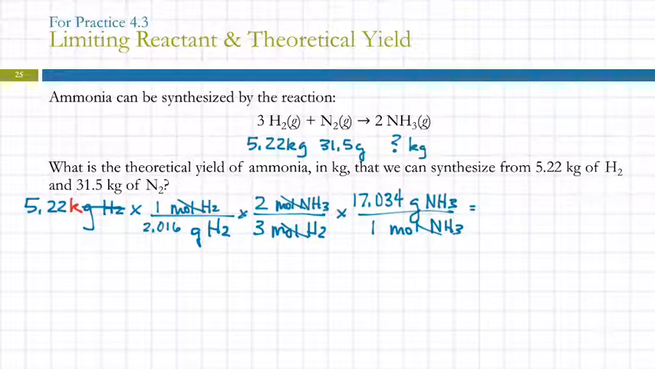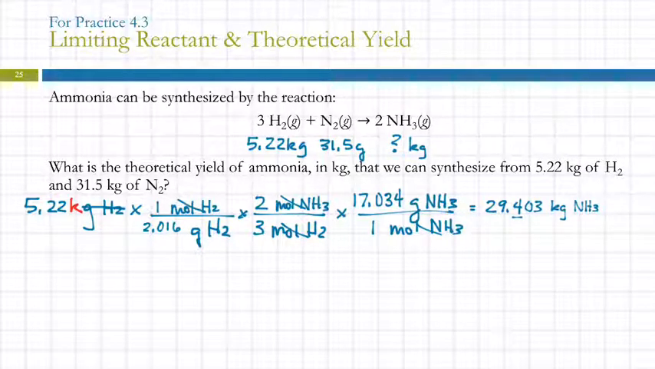I'm always going to be thinking about significant figures. The starting number has 3 significant figures. My molar masses have 4 or more, and my mole ratio is exact. So this should have 3 sig figs. I don't want to round it yet, so I'm just going to write my 3 sig figs and then 2 extra digits. And the unit there, I've got grams of ammonia and the kilo still. So I have kilograms of ammonia. Any questions about that?